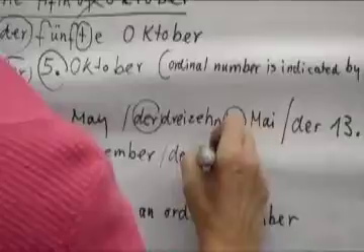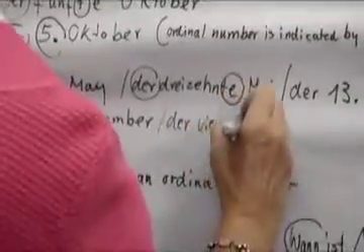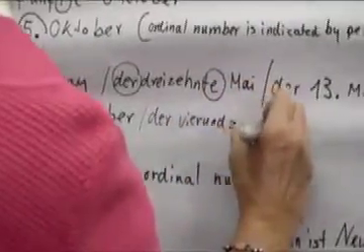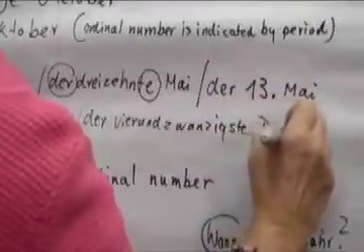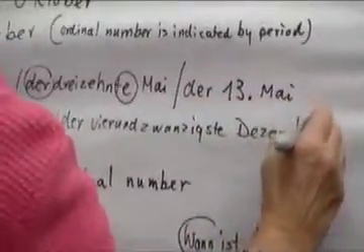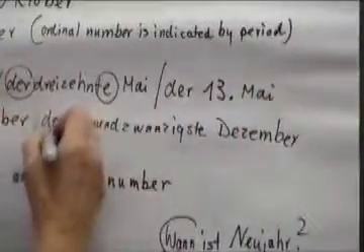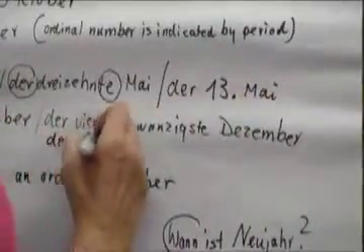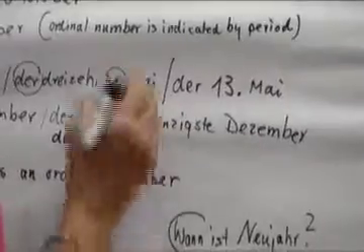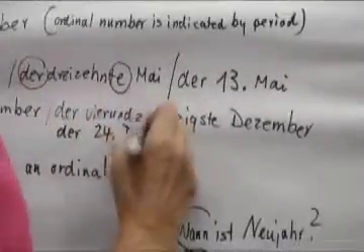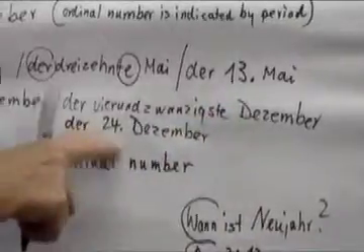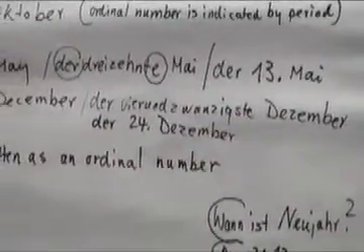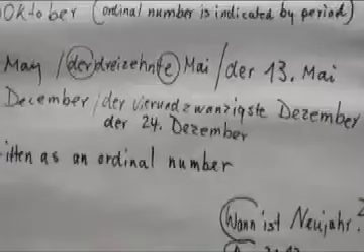Der 24. That's a long word. Der 24. Dezember. Or we can say der number 24 plus period and the month afterwards, der 24. Dezember. So, writing the numeral with the period is much easier than writing out these big long numbers, okay?